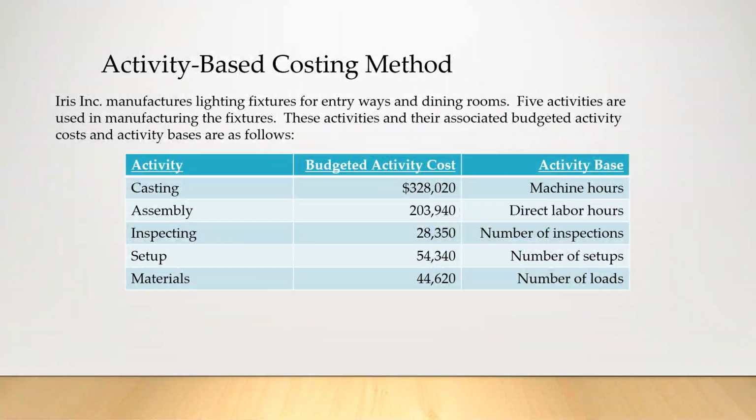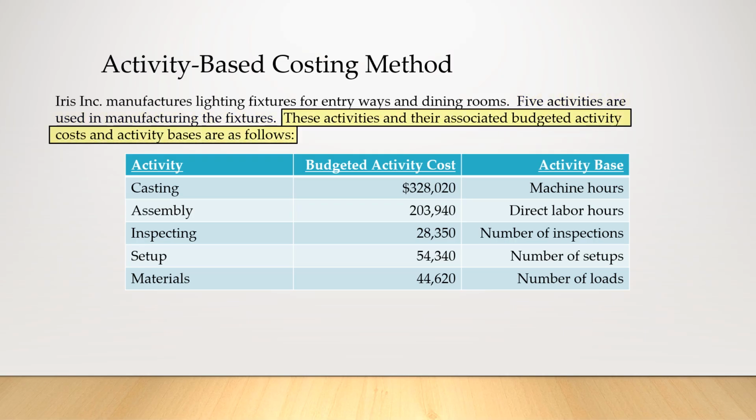Finally, turn to page 12 to consider Iris Incorporated. Iris Incorporated manufactures lighting fixtures for entryways and dining rooms. 5 activities are used in manufacturing the fixtures. These activities and their associated budget activity costs and activity bases are as follows.